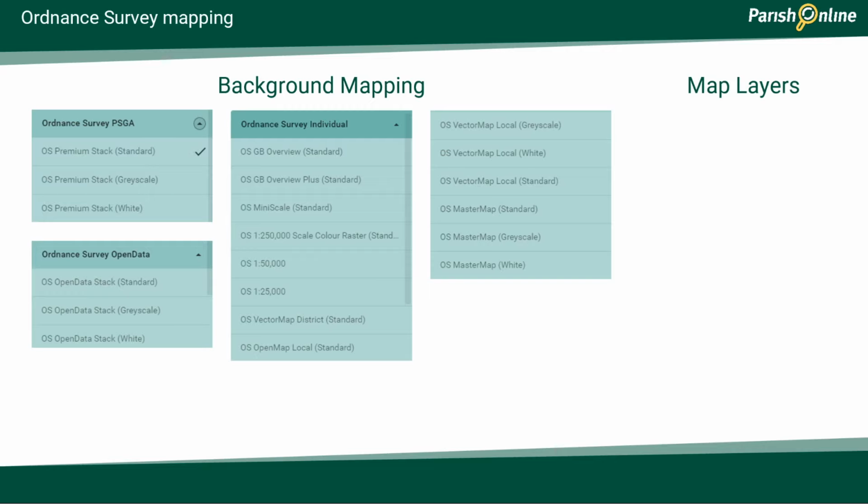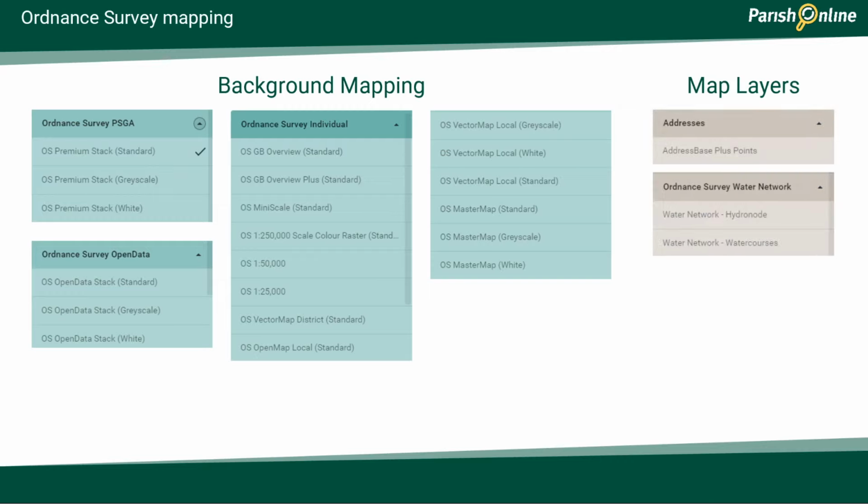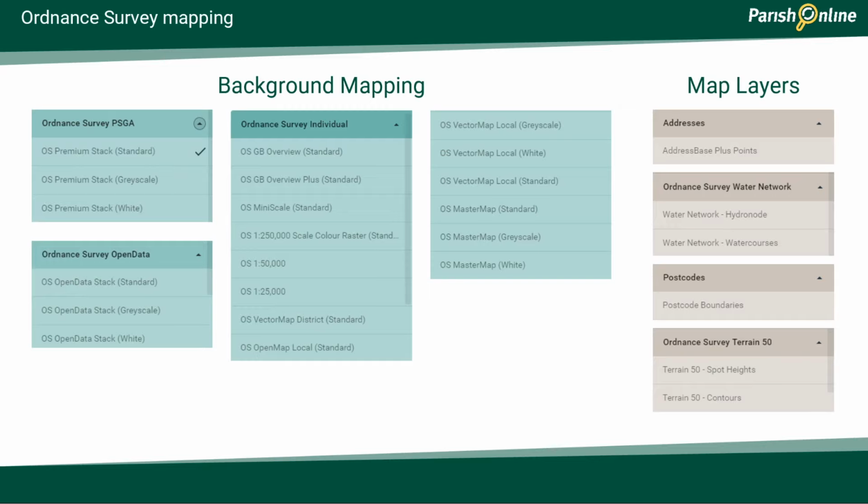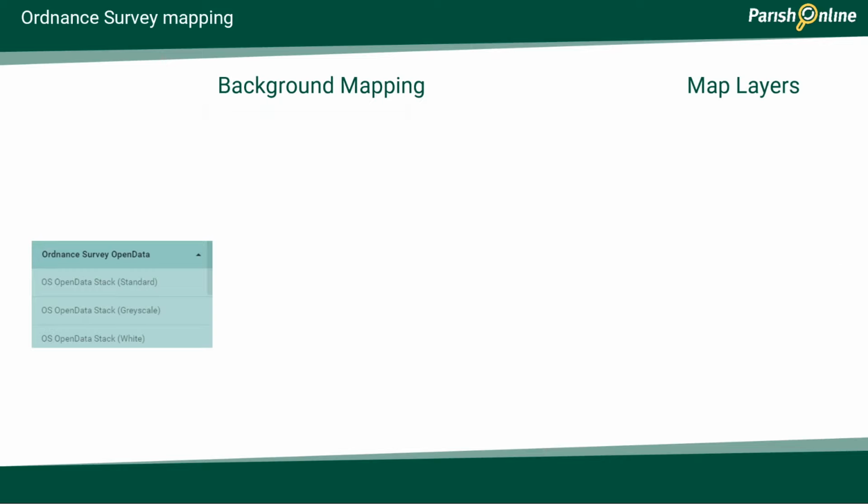The other types of information that we get from Ordnance Survey are the map layers. These are overlays that sit on top of that background mapping. We've got addresses, we've got a water network database, we've got postcodes, and particularly in this dataset, postcode boundaries. And we've also got a terrain dataset which shows spot heights and contours. Today we're mostly going to be concentrating on the background mapping. We'll leave those map layers there for you to explore in your own time, but it's useful to understand some of the background mapping today.